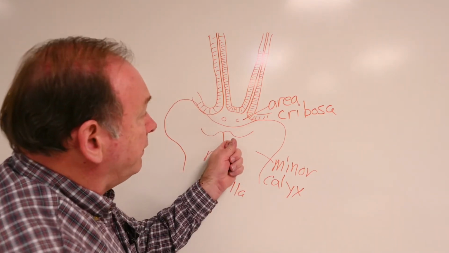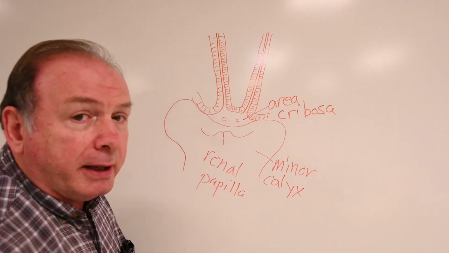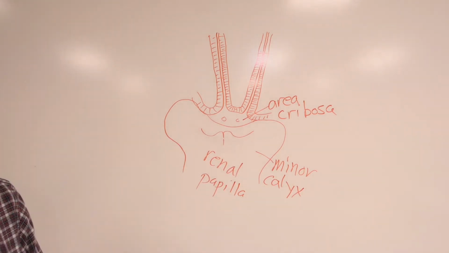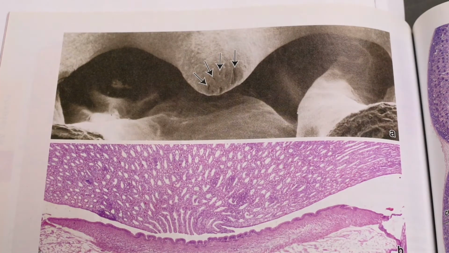So we're going to look at a picture of the area cribrosa on a renal papilla, an electron micrograph, in your textbook. So these two images, the one above and the one below, are both of a renal papilla. The papilla is real obvious in the upper picture in the electron micrograph. It's a scanning electron micrograph of a renal papilla, and you can see the tiny pores indicated by the arrows in the picture. So that's where all those collecting ducts enter into a minor calyx of the kidney.